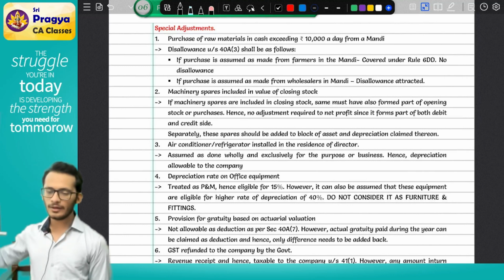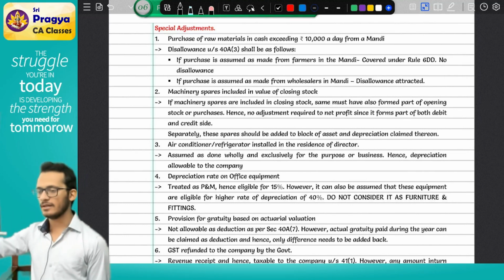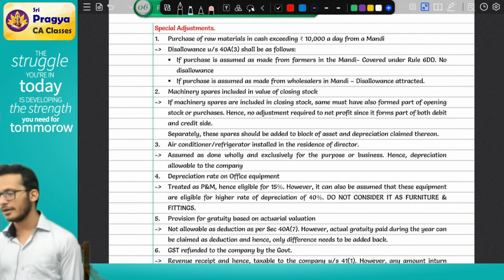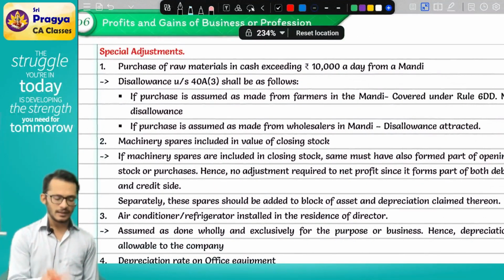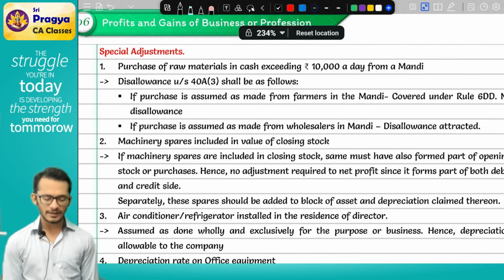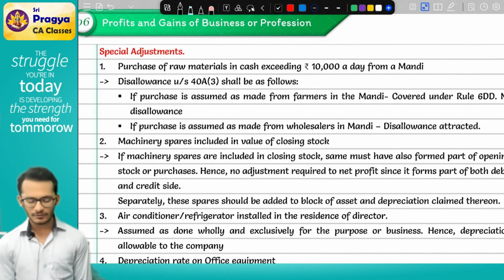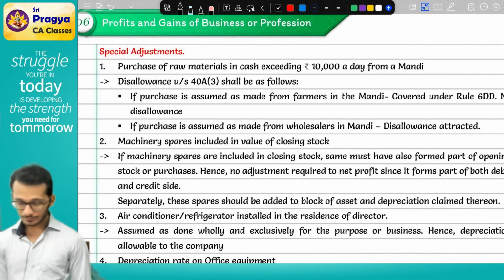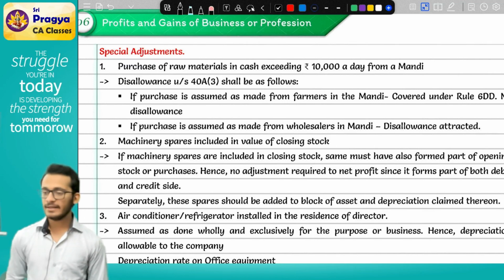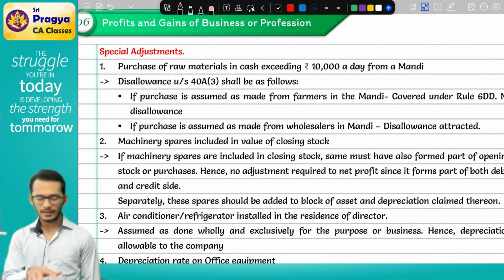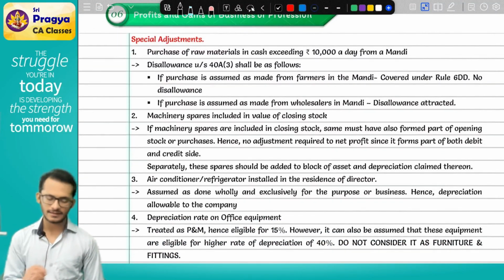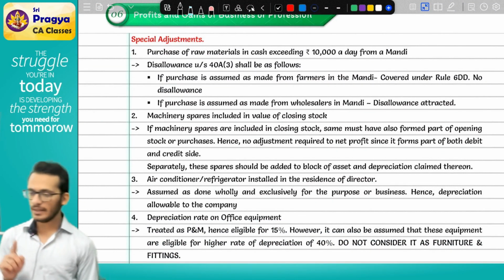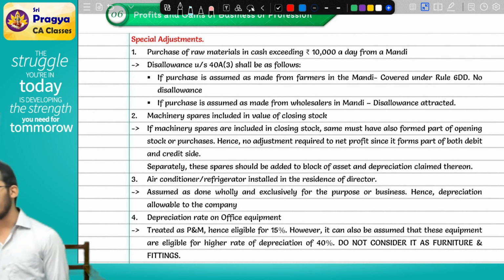Okay, we are going to look at the adjustment. You are going to tell me what the answer is. Yes. Adjustment number 1 says there is a person who has purchased raw materials in cash exceeding 10,000 from a Mandi. What do you mean by Mandi? Mandi is a market. So you went to a market, and in the market you purchased raw materials in cash exceeding 10,000 in a single day. Allowed, not allowed?